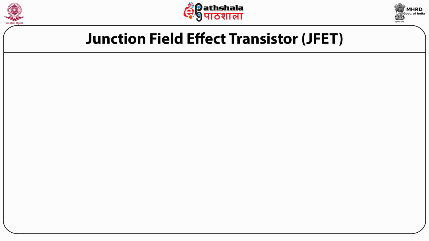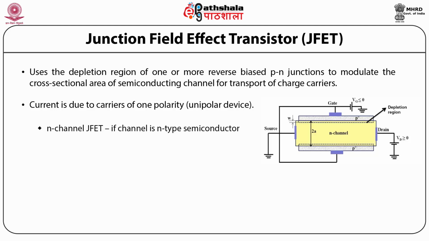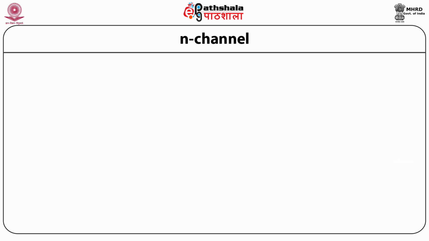Junction field effect transistor, JFET. This type of transistor uses the depletion region of one or more reverse biased PN junctions to modulate the cross-sectional area of a semiconducting channel for the transport of charge carriers. Here the current is due to the carriers of one polarity, a unipolar device. So we have the N-channel JFET if the channel is N-type semiconductor, and we have the P-channel JFET if the channel is P-type semiconductor. Let us first discuss the N-channel JFET.